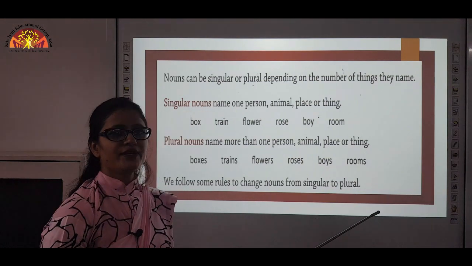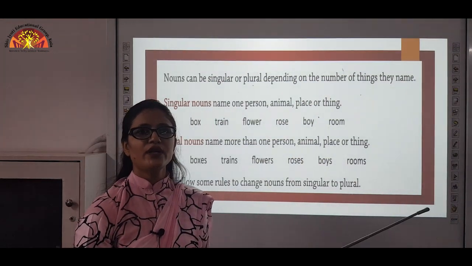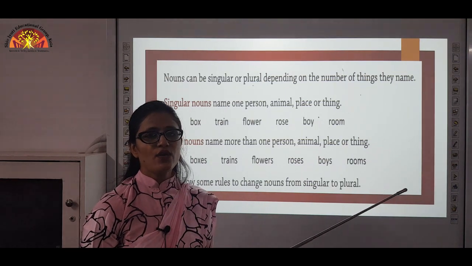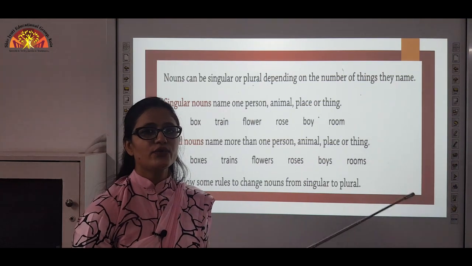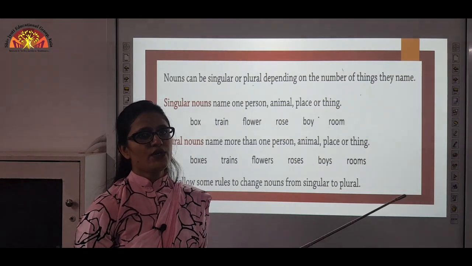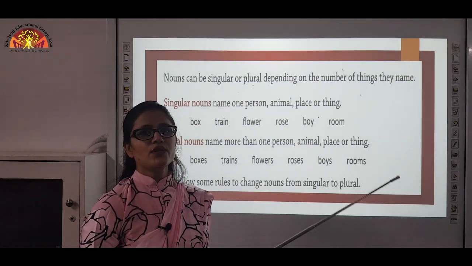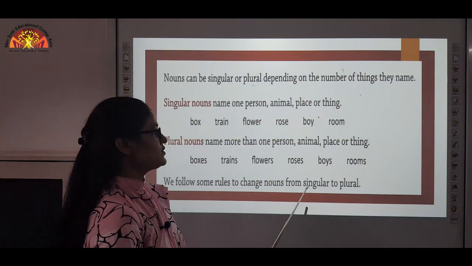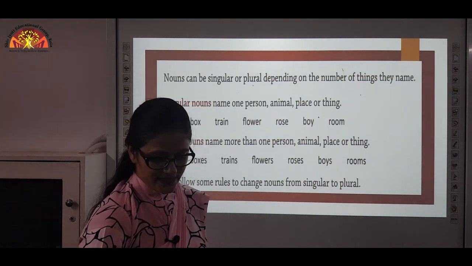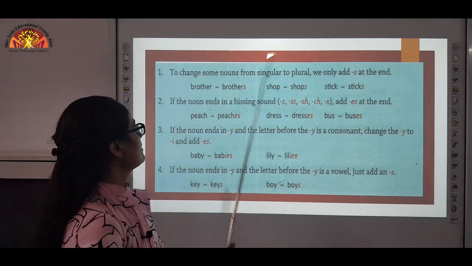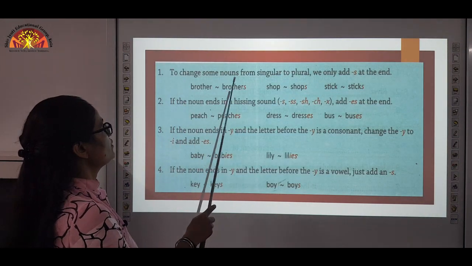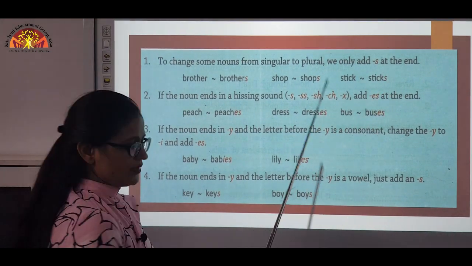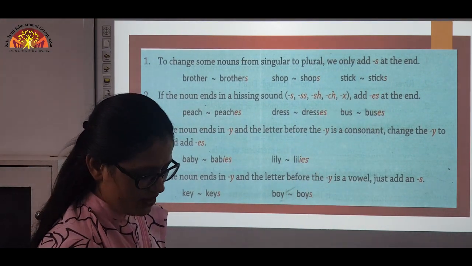The very simple way to convert singular noun into plural noun is simply we have to add s to it. But it does not go with every word. There are several rules which we need to follow to convert words into plural nouns. So, we follow some rules to change nouns from singular to plural. Let's see what are these rules. The very first rule, to change some nouns from singular to plural, we only add s at the end of it. We simply add s at the end of it.